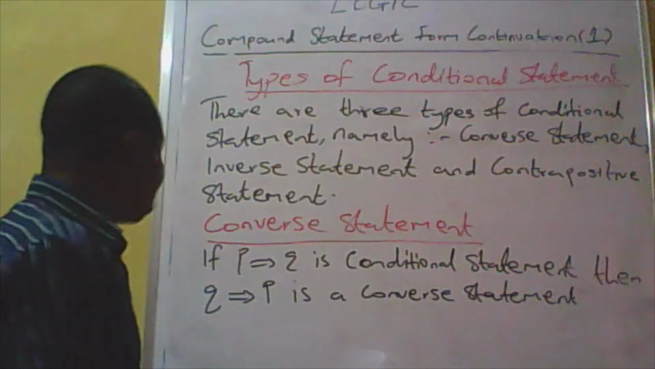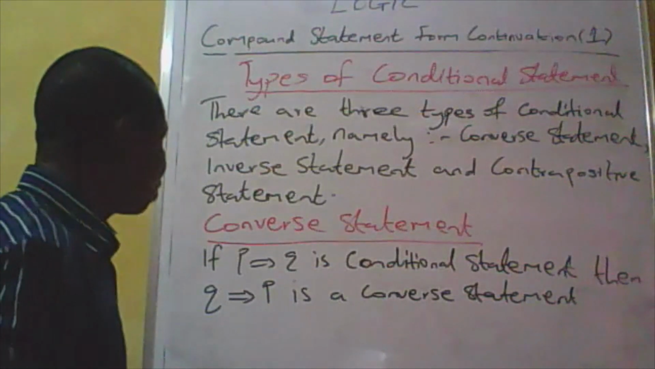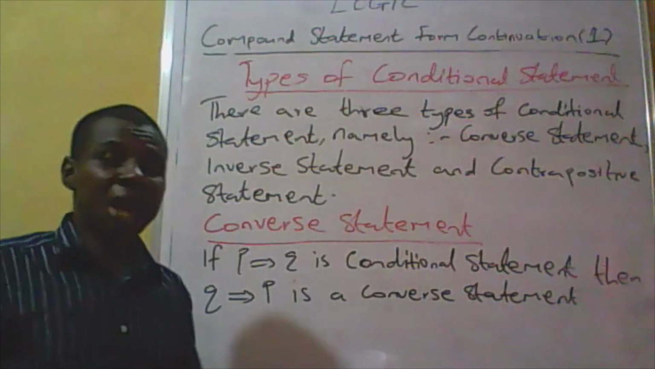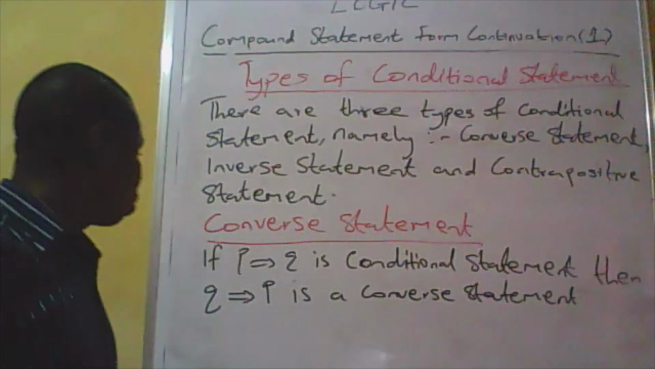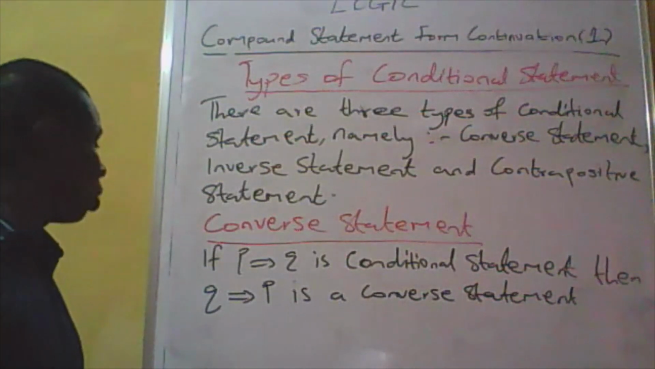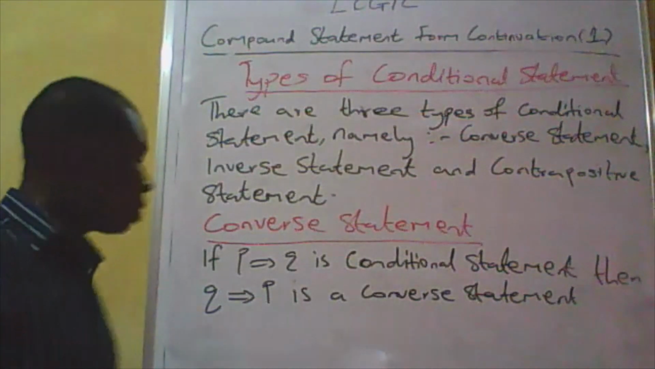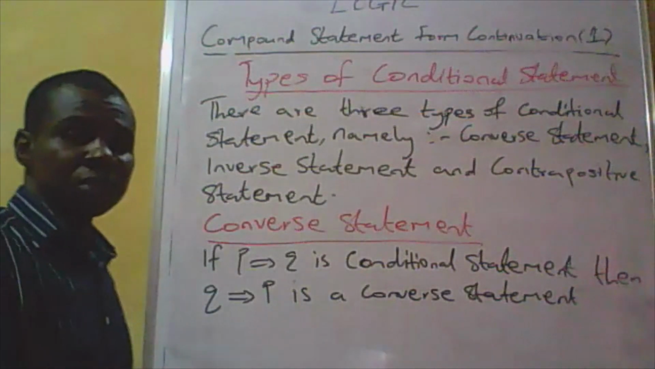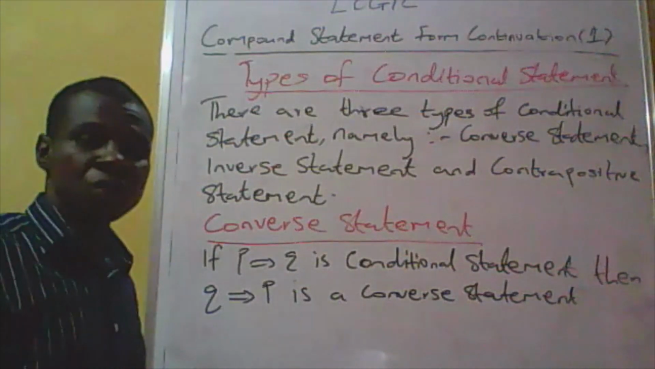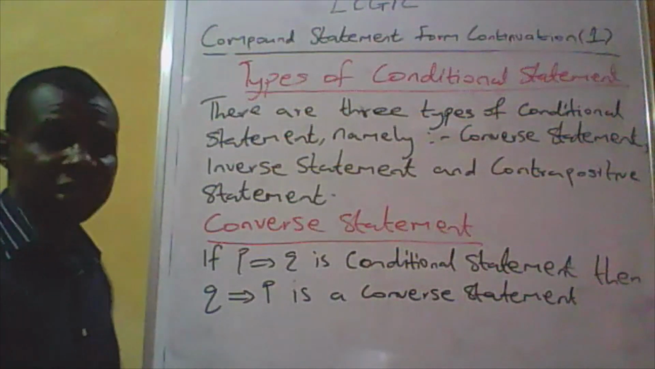So we can know it by the syntax: when P implies Q is a conditional statement, then Q implies P is a converse statement. It has the same semantics as the conditional statement. That means it is false when I assign P to T and assign Q to F, that's when we have the valuation of the statement as false, but otherwise it is true. So let's go over to the truth table of the converse statement.